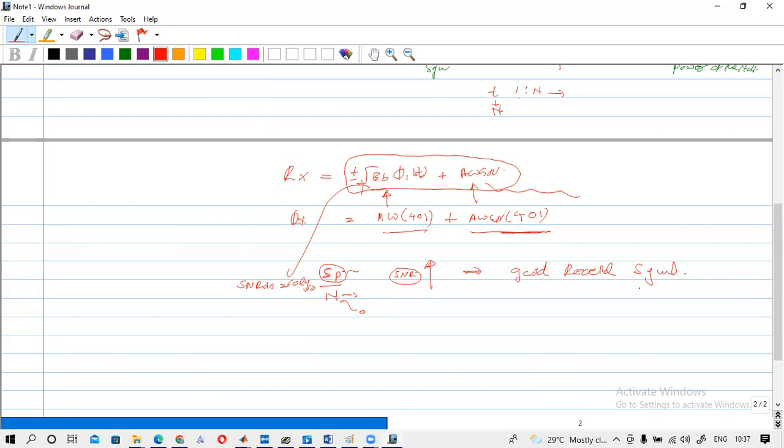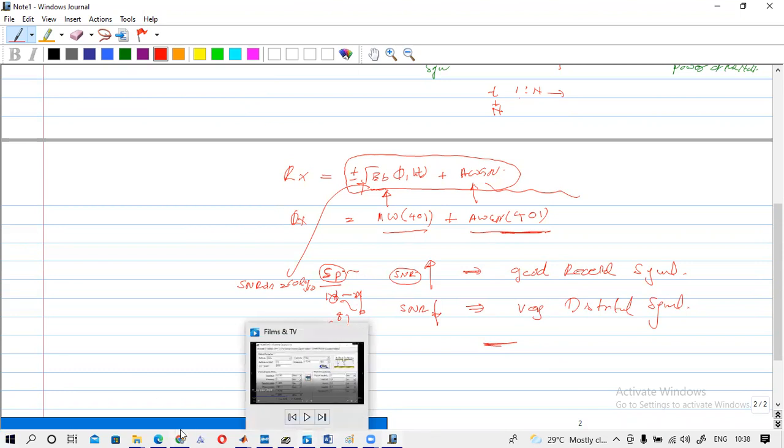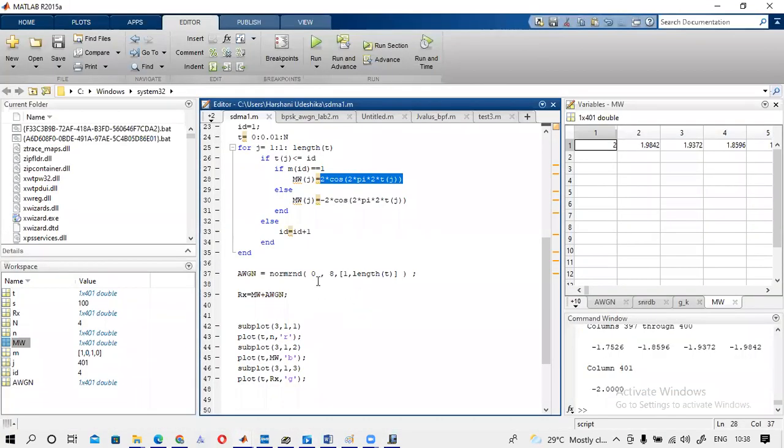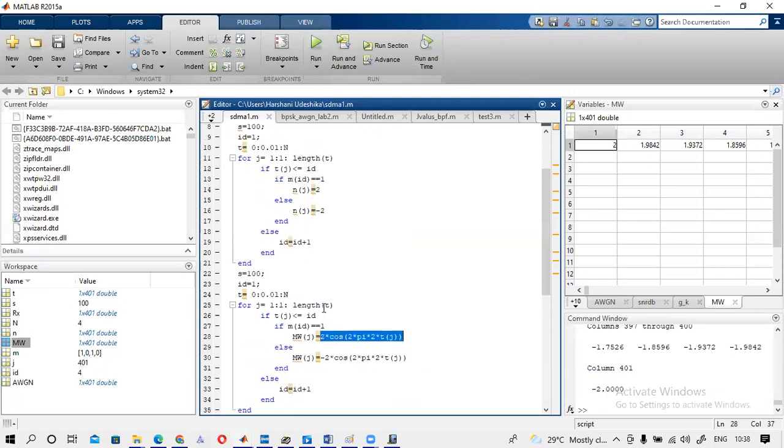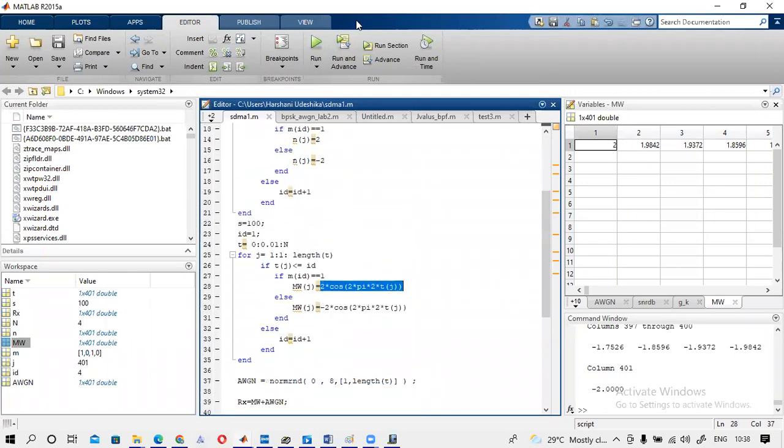You have seen it. Now, if this N power is very high, say 8, 9, 10 or some level, that means SNR is very low. At that time you will have a very distorted signal. So this is the idea you should take, and this is the way to add noise to a modulated signal. So I think you get the idea. Okay, let us stop.